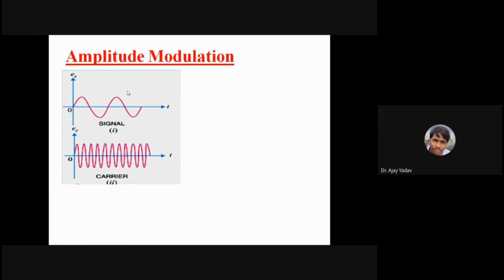Now here if you see, the amplitude of the carrier is constant throughout. The frequency is also constant. Now, what is amplitude modulation? In amplitude modulation, the amplitude of the carrier will change. The amplitude of the carrier will change as per the variation in the data signal.